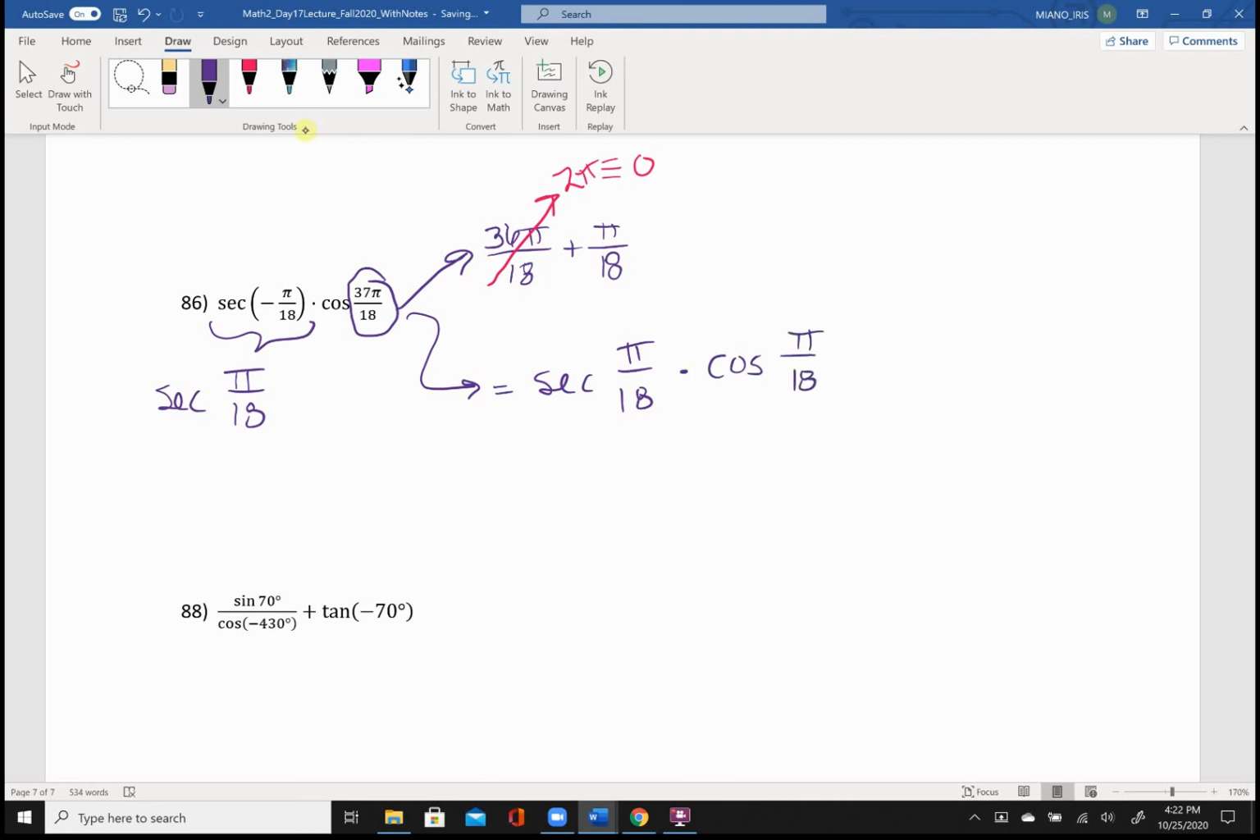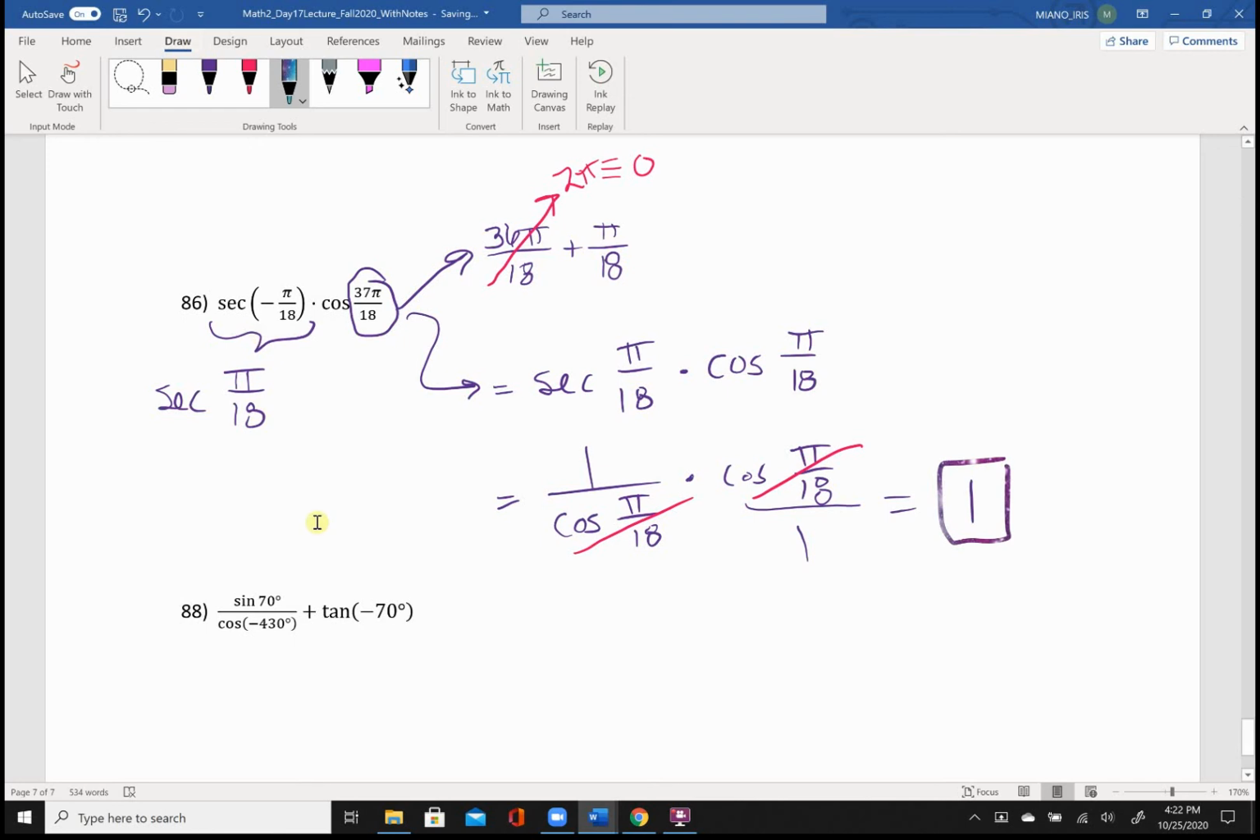And what's the secant defined as? Well, that's 1 over cosine pi over 18, and then that's multiplied by cosine pi over 18. Well, those cancel out, don't they? Because you can put this cosine pi over 18 over a 1 if you so desire, just to make sure you know who's in the numerator and who's in the denominator. You go boom, boom, and that's going to be equal to a 1. And there you have it. Done deal.